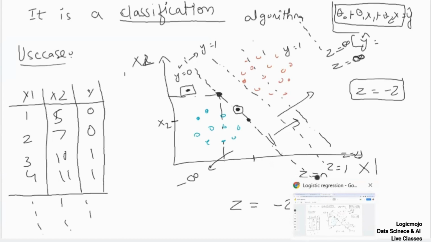What should that be? If my point is here, should it be red or blue? Red. So the probability of y equal to 1 should be very high, it should be 1, because it's very far away from this line. So there is no chance that it can be a blue point.